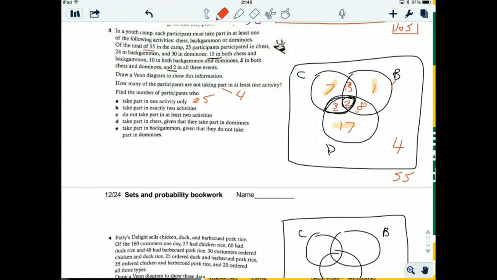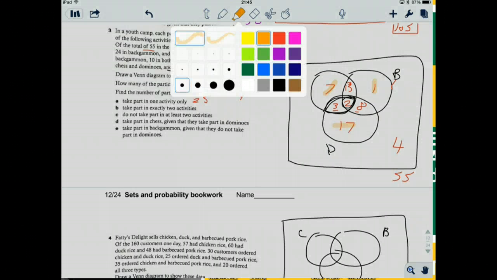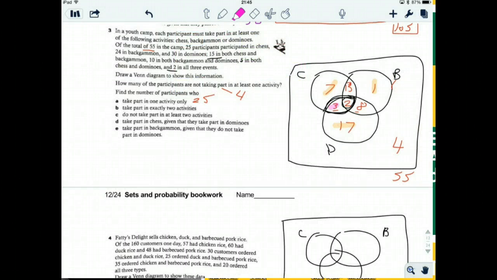How many people take part in exactly 2 activities? So that would be 3 plus 8 plus 13. Okay? Do not take part in at least 2 activities. So that means anybody who takes part in just 1 activity and anybody who has 0 activities. So that would be 25, which is our answer from A. And then we would add the 4 people on the outside.